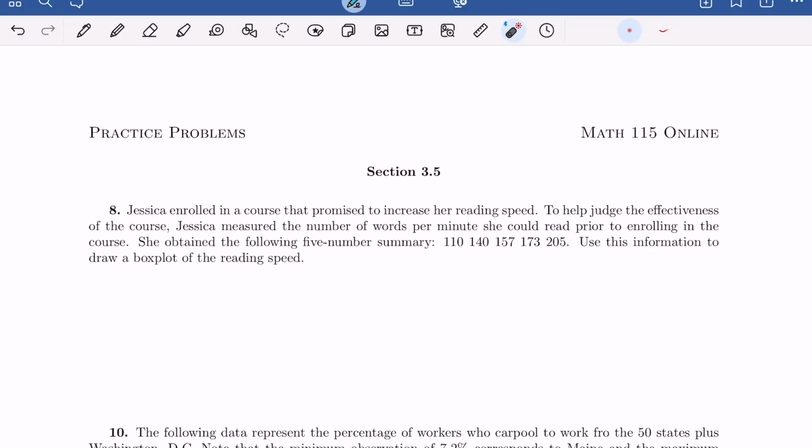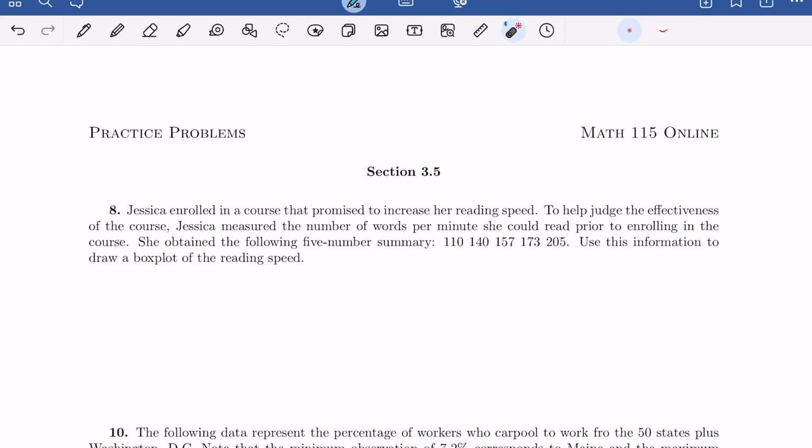All right, so let's go over some practice problems from our textbook, starting with section 3.5, and this is going to close out chapter 3 for us. So with problem 8 here, we're told that Jessica enrolled in a course that promised to increase her reading speed. To help judge the effectiveness of the course, Jessica measured the number of words per minute she could read prior to enrolling in the course, and she obtained the following 5-number summary here.